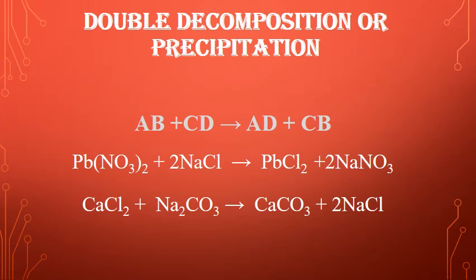How do we prepare? We take two soluble salts. So AB is a soluble salt, CD is another soluble salt. We prepare the aqueous solutions and then we mix them. When we mix them, we get one of them as an insoluble salt. So let's assume here AD is the insoluble salt and CB, the other salt, will be a soluble salt. Now lead nitrate reacts with sodium chloride, gives you lead chloride plus sodium nitrate. So Pb(NO3)2 plus 2NaCl gives you PbCl2 plus 2NaNO3.